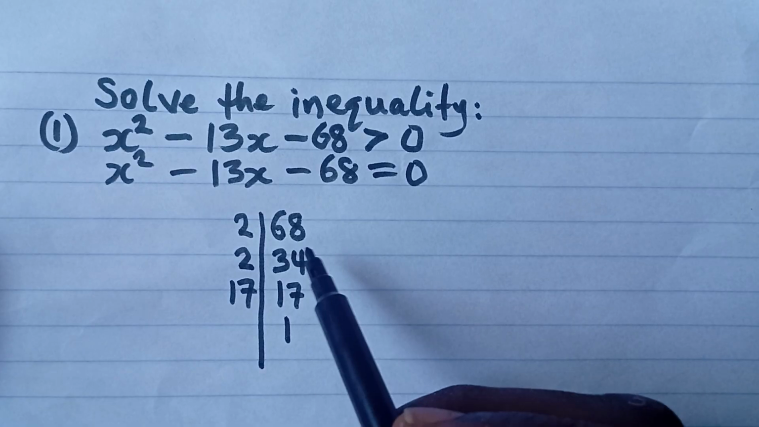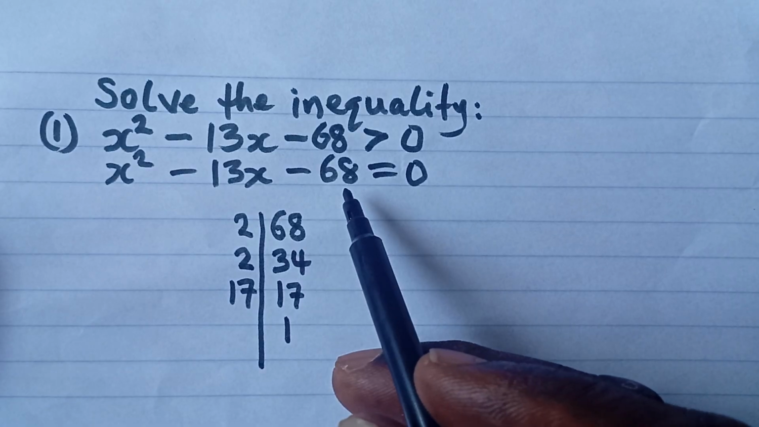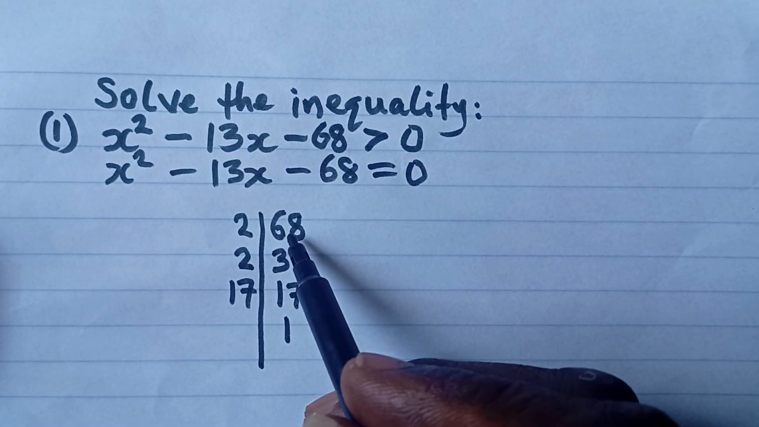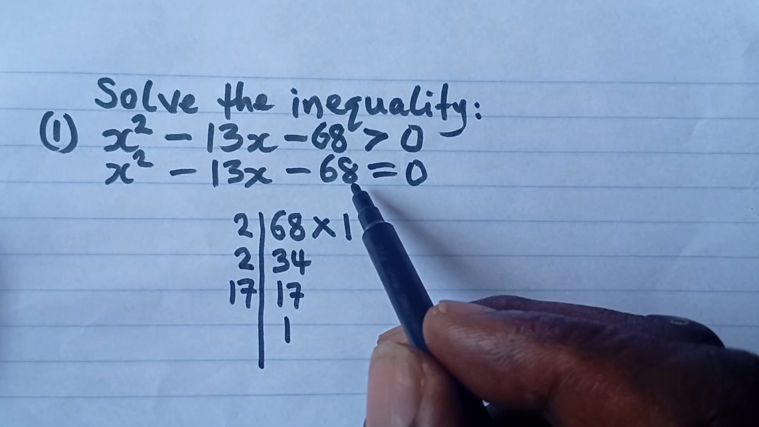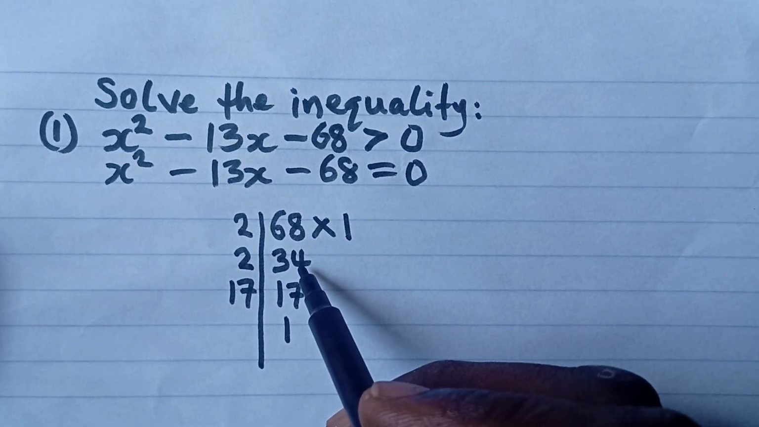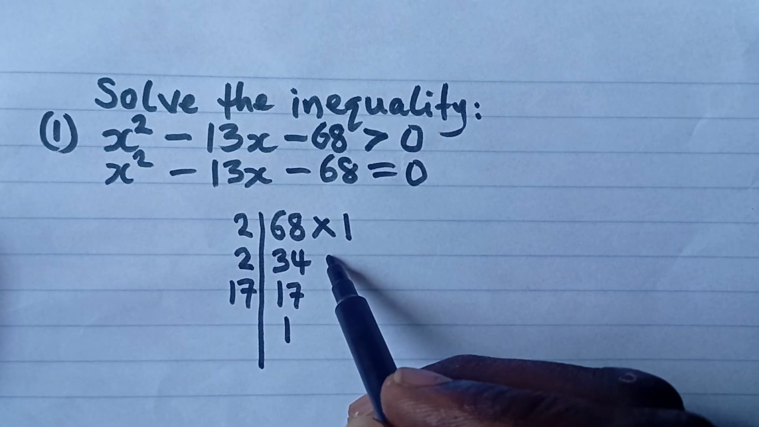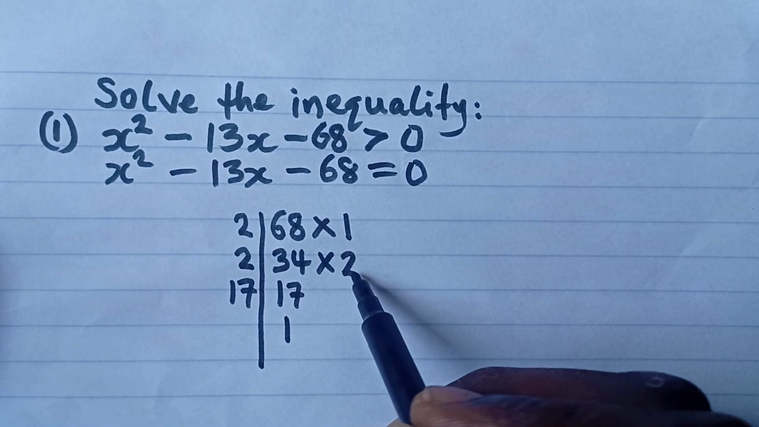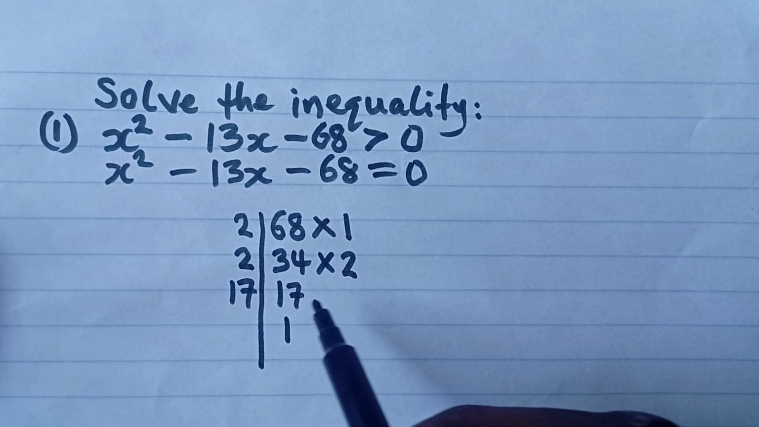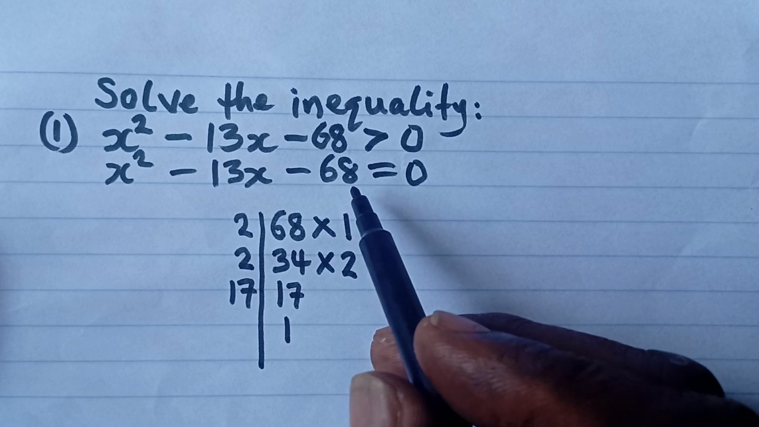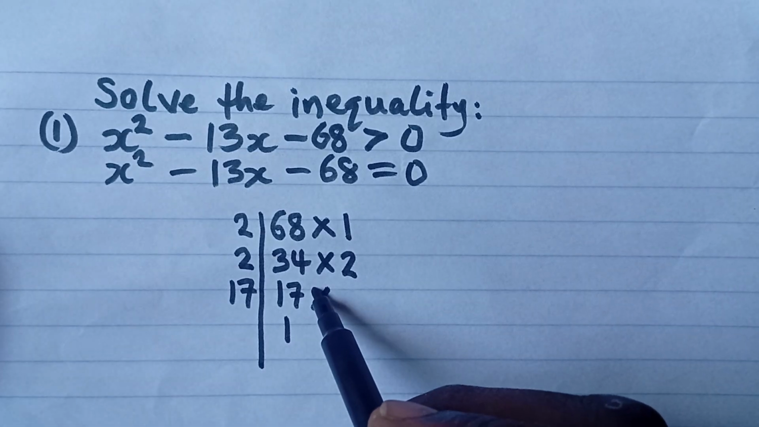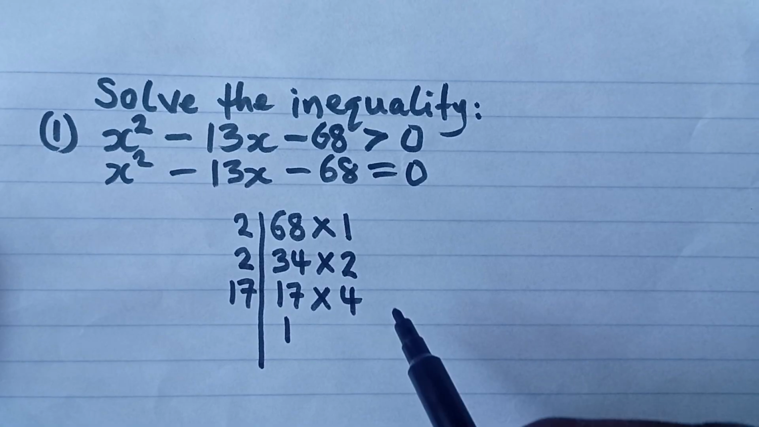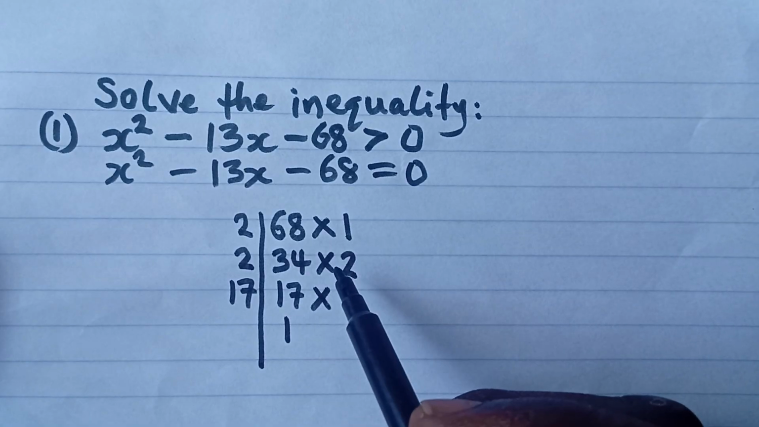So now, we want to get two numbers that when we multiply them give us 68. The first pair of factors is 68 times 1, which gives us 68. Then 34 times what will give us 68? It should be 34 times 2. And then the next one, 17 times what will give us 68? That should be 17 times 4. So we now have our factors.